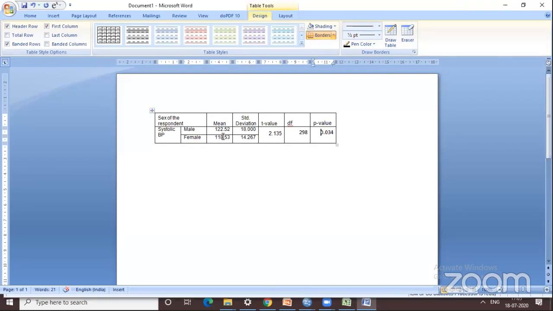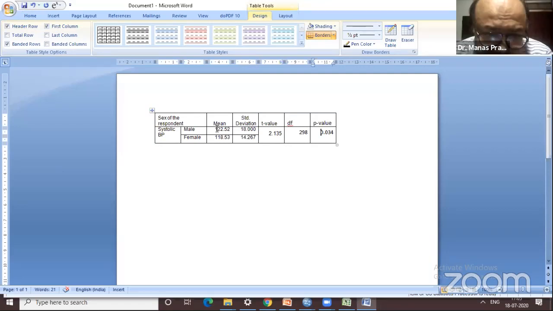Now you see the mean systolic blood pressure for male is 122 and for female is 118. And the null hypothesis is rejected. That means what we have observed in the sample is also true for the whole population.